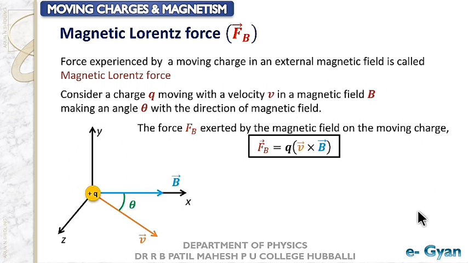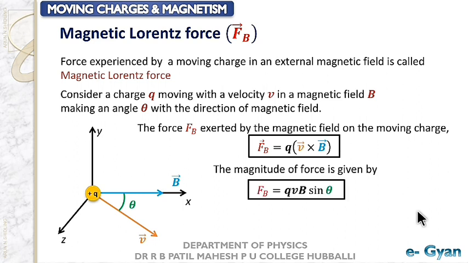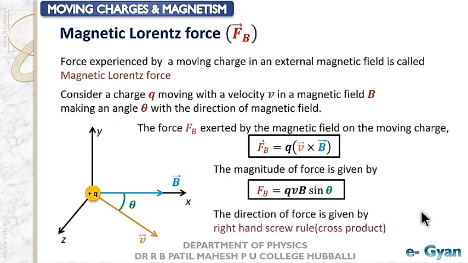Now here the magnitude of this force can be written by this formula, that is Fb is equal to qvB sine theta. So this is the magnitude of the cross product. Simplifying the cross product, you get vB sine theta, and in this case the direction is given by the right hand screw rule or the cross product rule. We try to give the direction of force, and the force direction will be along y axis, as you can see in the image beside.